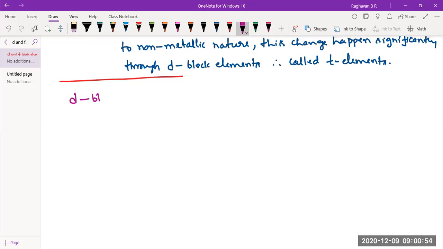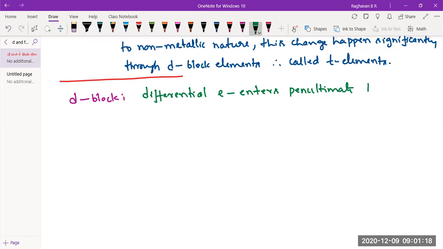D block means the elements where the differential electron enters the penultimate d orbital. Okay. What are transition elements? Nothing but d block, but definition wise, we need to be slightly different.